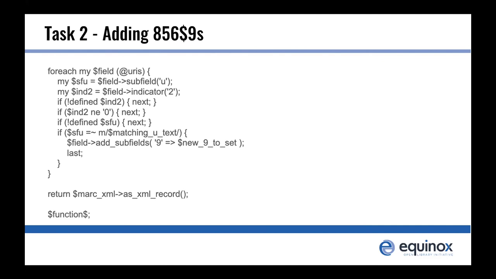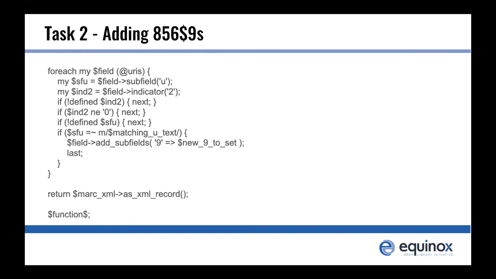So you can go to MetaCPAN and look up the documentation on them, look in migration tools for examples, but it's pretty straightforward. Grab the field and grab the subfield u, and I'm storing it in the SFU variable. Grab field indicator two, because in Evergreen, we care about what the indicators are for actually using them.